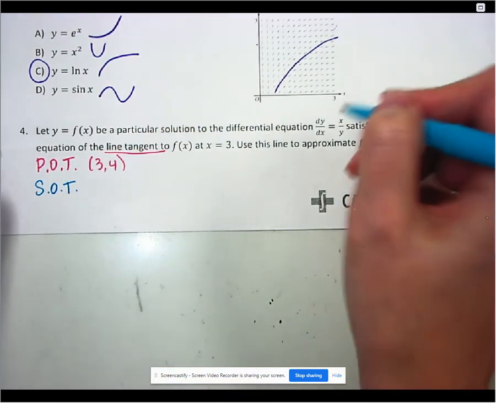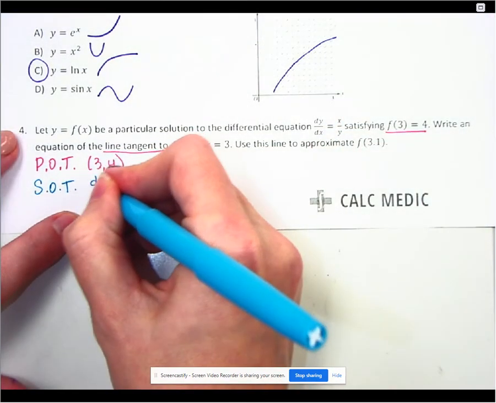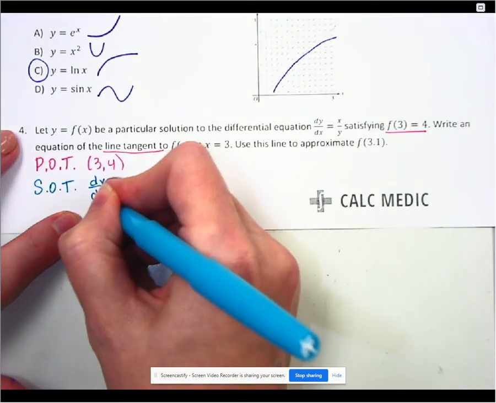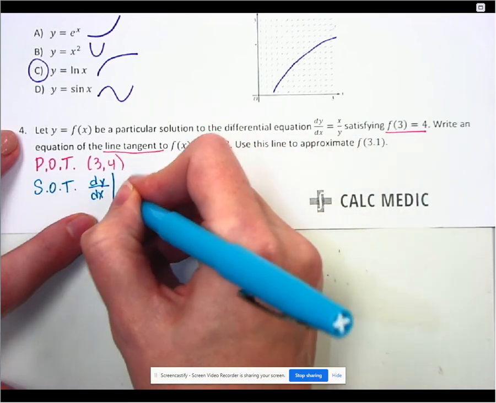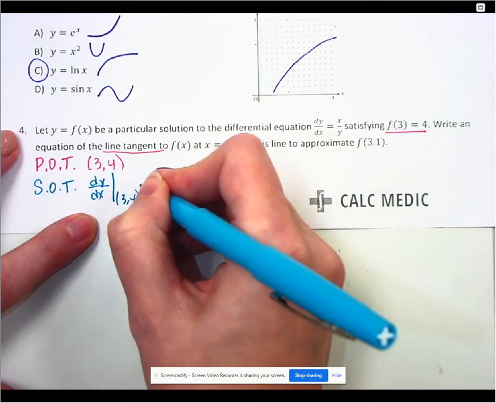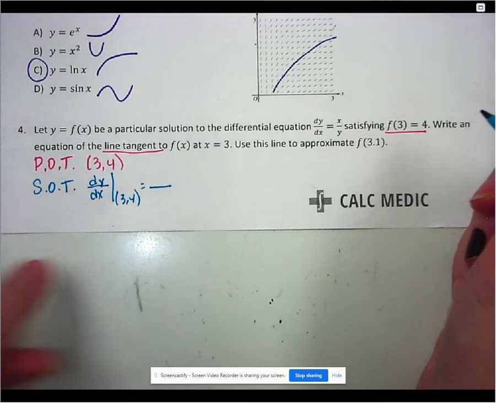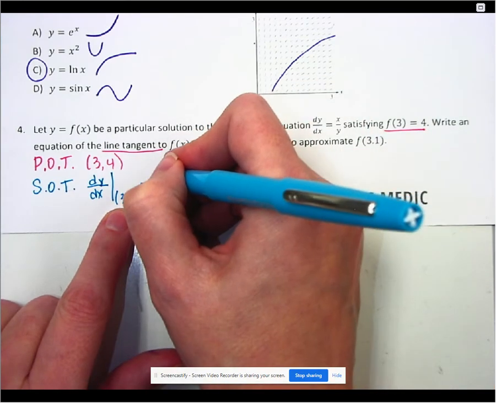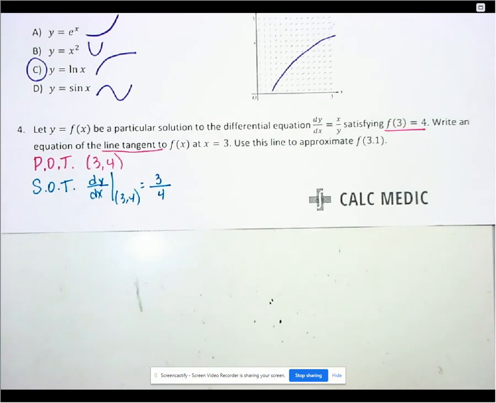And a differential equation is an equation of slopes. So if we want to find the slope of the tangent line, we just take this differential equation and plug in our point of tangency, and it gives us the slope. So to find the slope, we're going to take 3 and put it in for the x, and take 4 and put it in for y. So we have our slope.